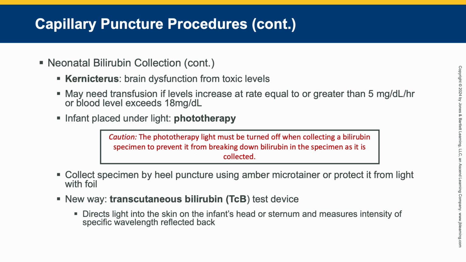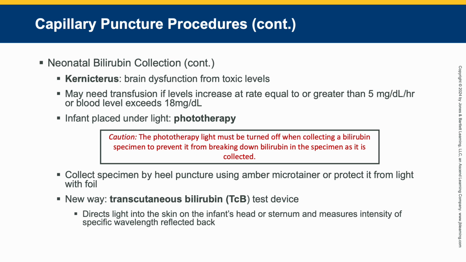If their levels are not quite that high, then they may just put the baby under light and use what they call phototherapy. This is where they do the Billy lights or the Billy blankets. This is trying to help the baby's body break down the bilirubin. One thing you need to note on the caution on this slide: the light must be turned off when collecting a bilirubin specimen, because we want an accurate count of what their body has, and we don't want it to start breaking down bilirubin in the specimen as it's being collected, okay, because we want an accurate number.